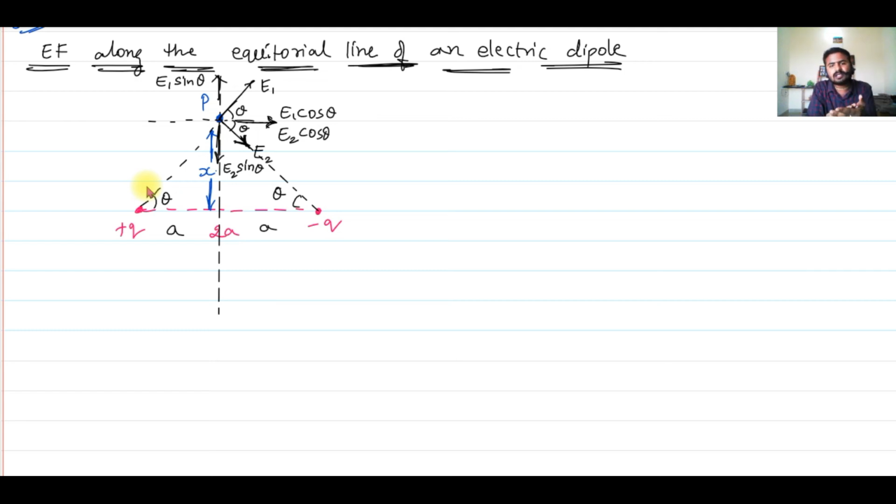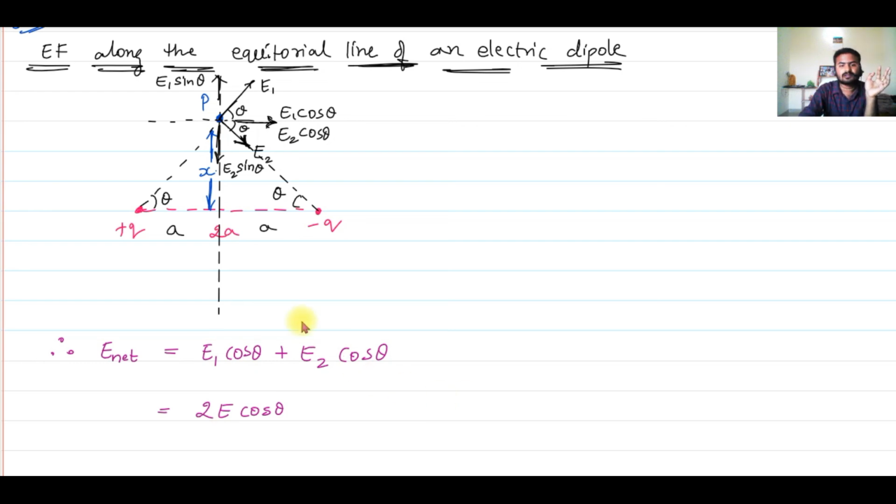So what will be the net electrical field at this point? These vertical components will cancel out each other, so the net electrical field will be just E1 cos theta plus E2 cos theta. E1 and E2 both are equal, so I can write it as 2E cos theta, where E is nothing but E1 and E2, both E1 equal to E2 equal to E.